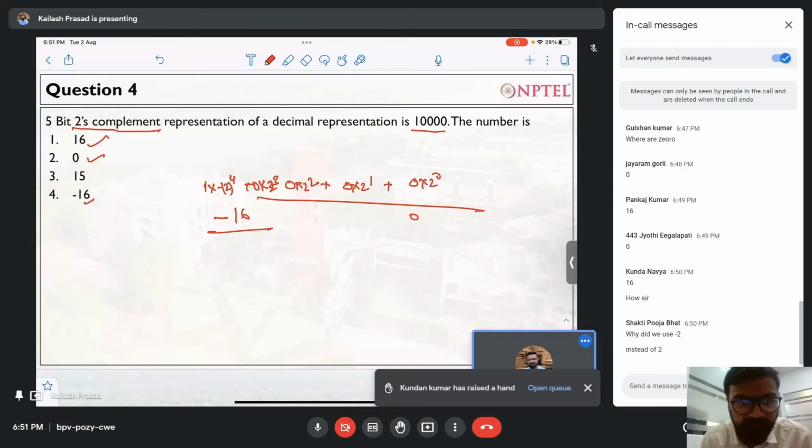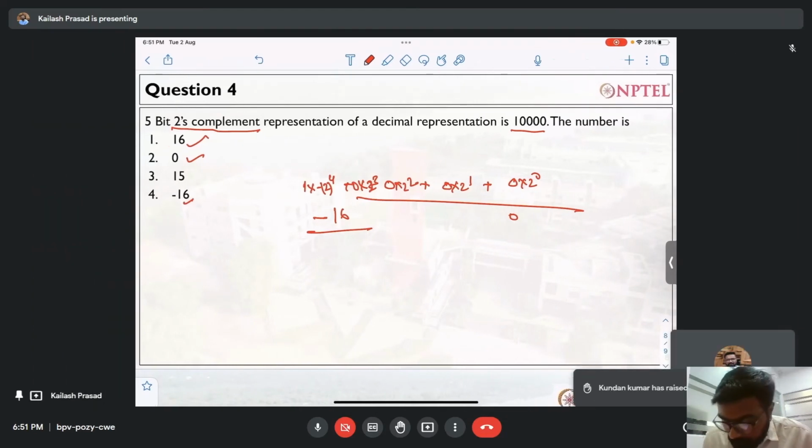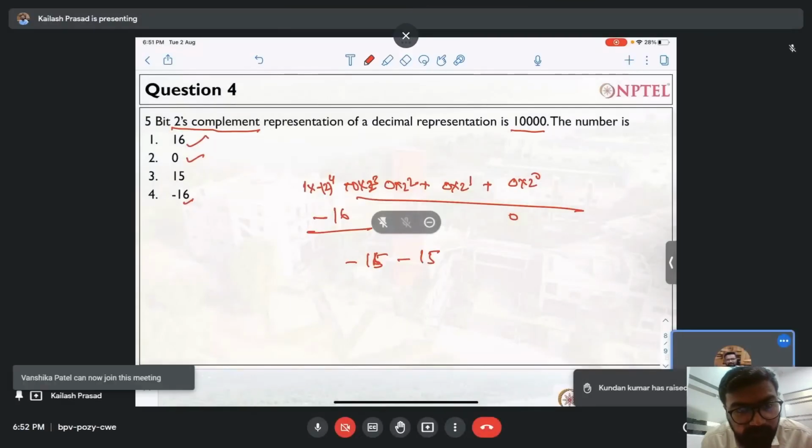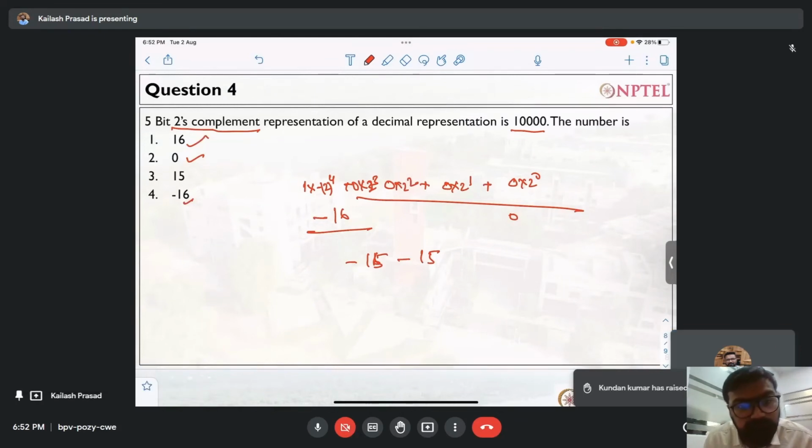Can anybody answer this? I have a 5-bit representation. In 2s complement, what is the maximum and minimum number I can represent? I didn't hear, can you repeat? Minus 15 to 15. Minus 15 to 15, you are saying. Anybody else? Minus 16 to 15. Anybody else? Yes, sir. Minus 16 to 15.